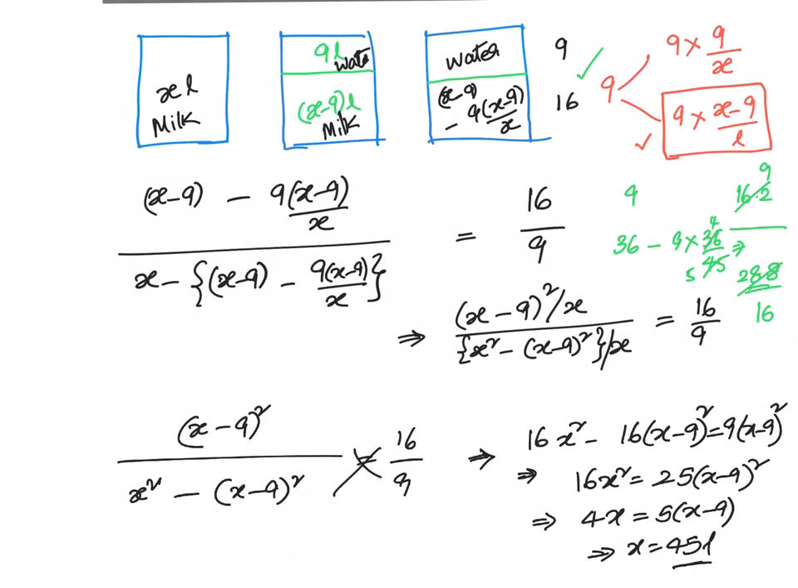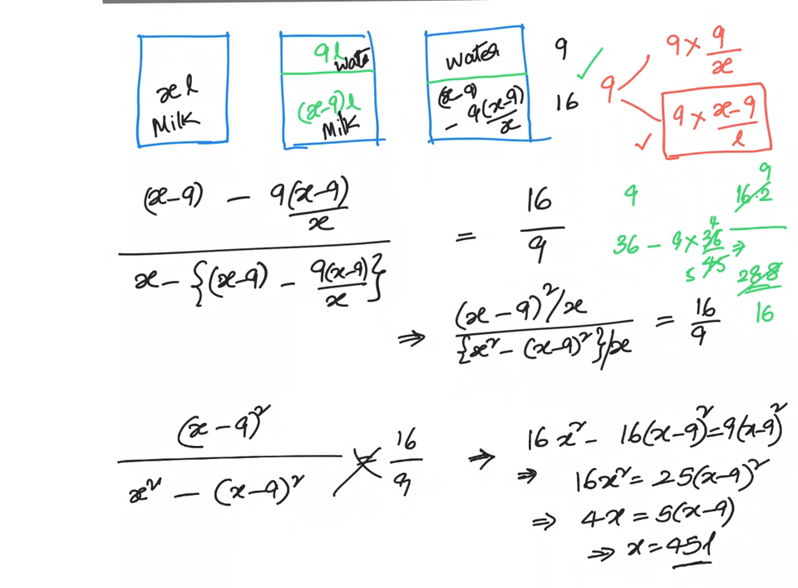Very interesting problem. What we have been told is there is some quantity of milk in a vessel and the vessel is full. Then 9 liters of milk is removed. Then again it is filled completely with water. Then again 9 liters of mixture is removed and again filled with water. Now the ratio of milk to water in the vessel is 16 to 9. We have to find out what is the capacity of the vessel, or how many liters the vessel will hold.